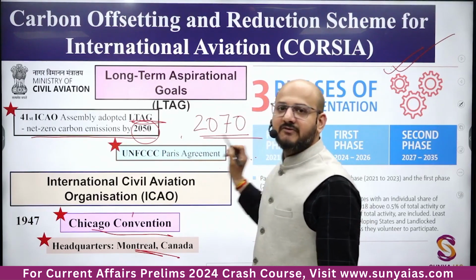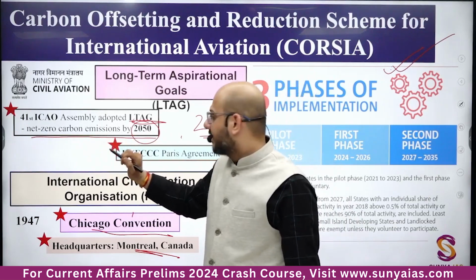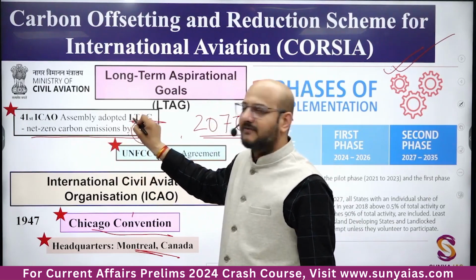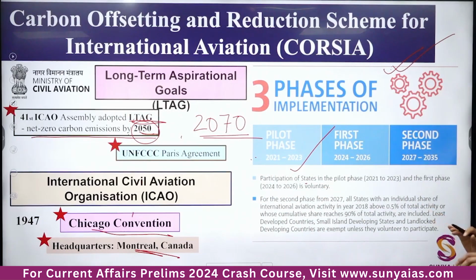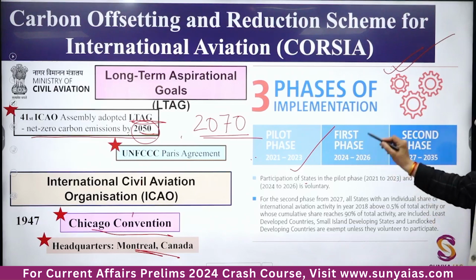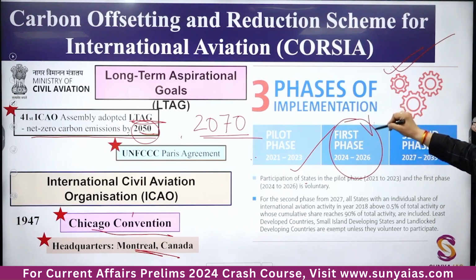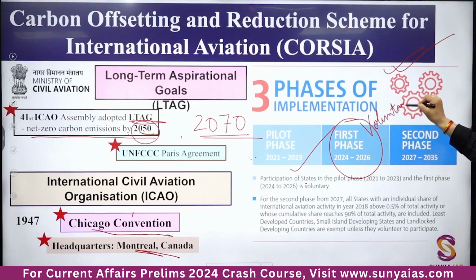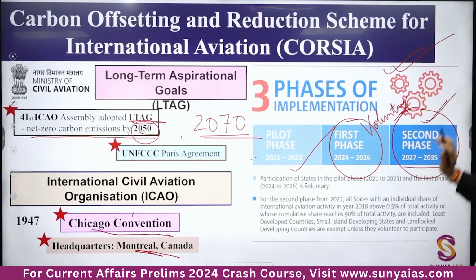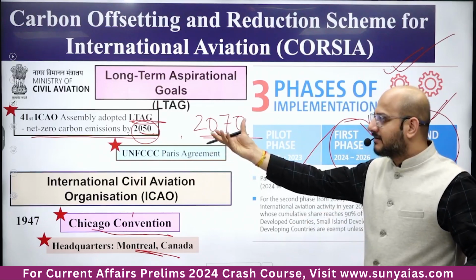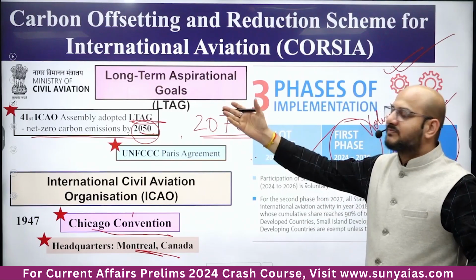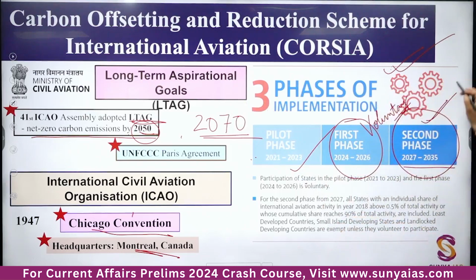By 2047, we will be a Viksit Bharat or developed India. So 2050 is the target of LTAG. India is soon going to participate in it. But in the pilot phase, India did not participate. Okay. This phase is also the first phase. It's a voluntary phase. Okay. Post this second phase, after the first phase, 27 to 2035, India may be participating in it. Getting this point? And which organization from India would have participated in the 41st ICAO Assembly? It is the Ministry of Civil Aviation.